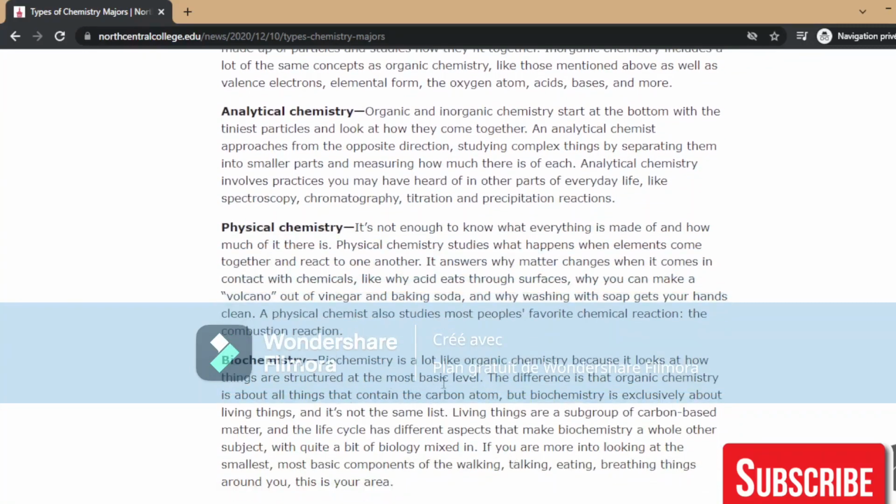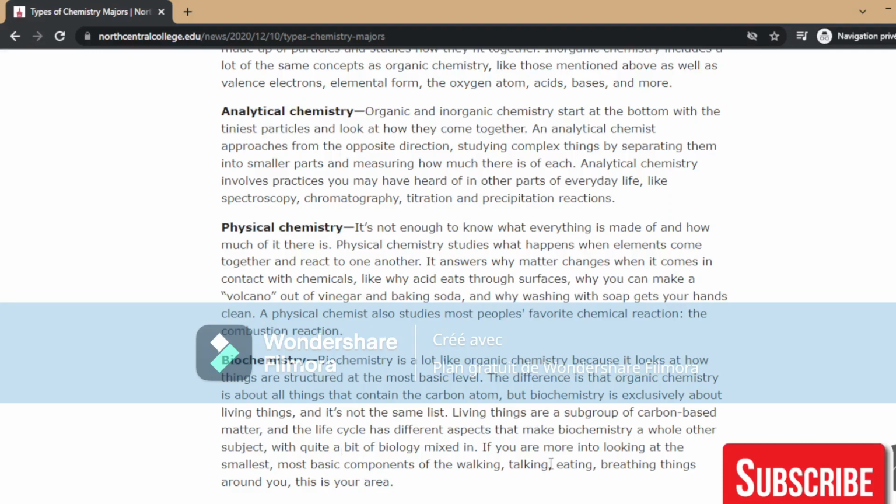So biochemistry is a lot like organic chemistry because it looks at how things are structured at the most basic level. The difference is that organic chemistry is all about all things that contain the carbon atom, but biochemistry is exclusively about living things, and it's not the same list.